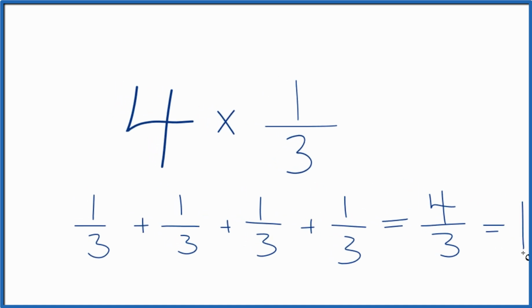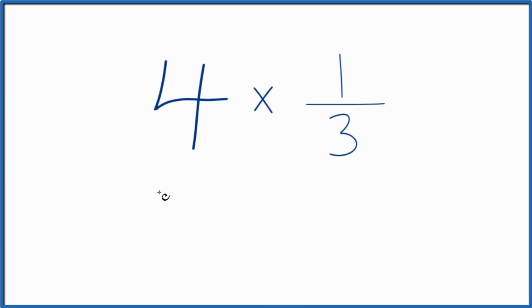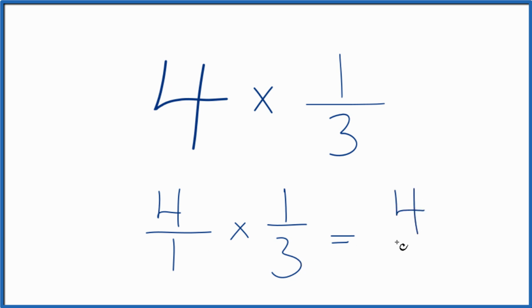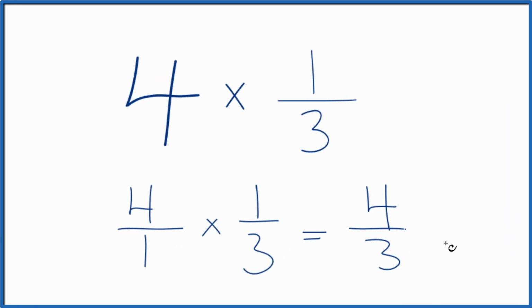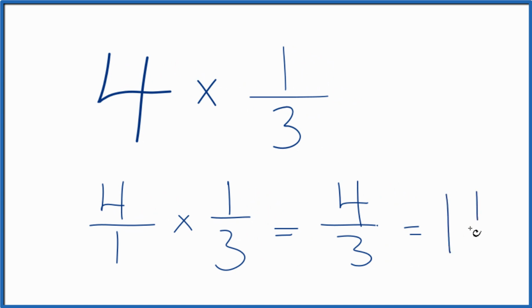There's another way to do this though. You could consider 4 to be 4 over 1. Still 4, just dividing by 1. But now we have a fraction. Multiply that times 1/3, and 4 times 1 equals 4. 1 times 3 equals 3. You end up with 4/3, which we know is 1 and 1/3 as well. These are the same value.